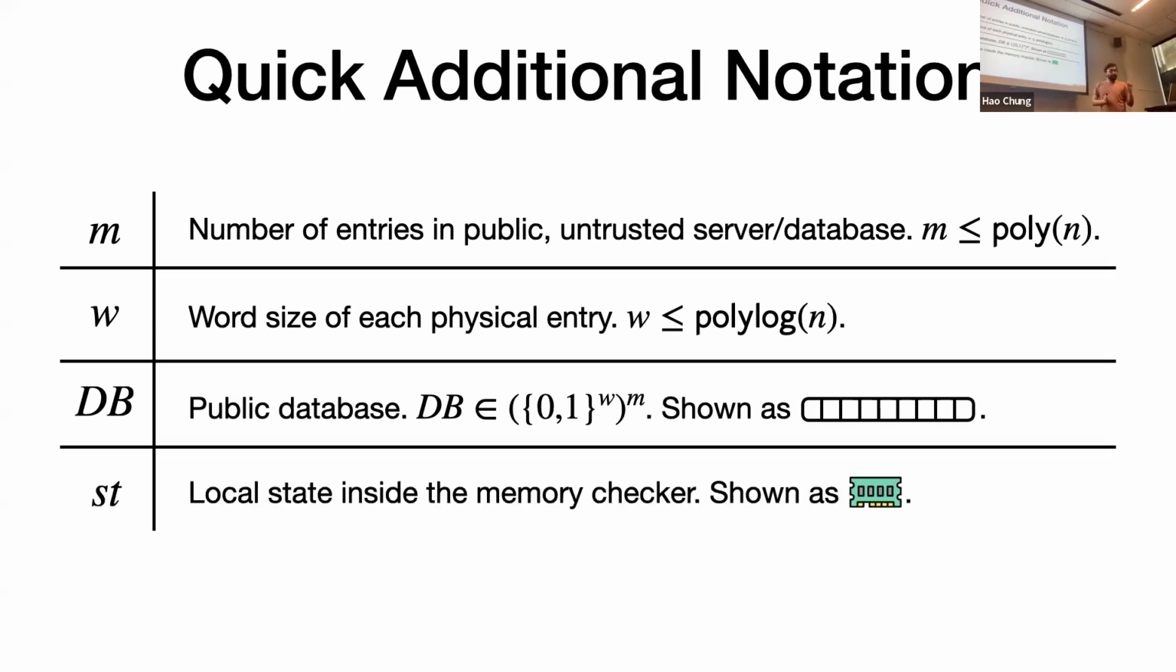And then lastly, I'm going to let ST denote the local state, the trusted state inside the memory checker. And I'll show it as this little RAM icon. Okay.